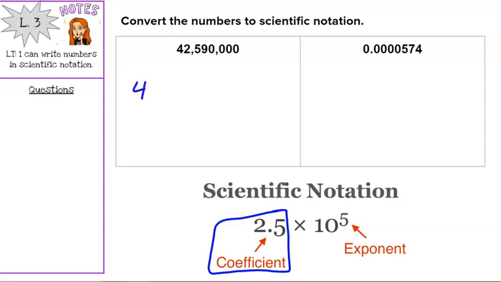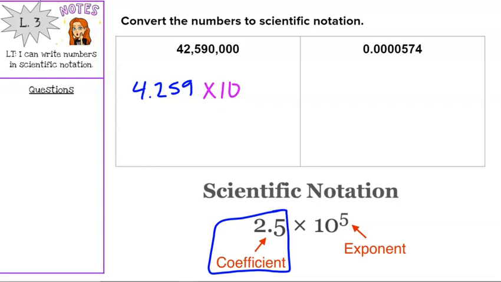So in this case, it's going to be in between the 4 and the 2. Because if I put a decimal point in any other spot, I'd make a number that's too big or too small. But when I put the decimal point between the 4 and the 2, that becomes 4.259. And I don't have to include the rest of the zeros. And then it's always multiplied by a power of 10, so times 10.